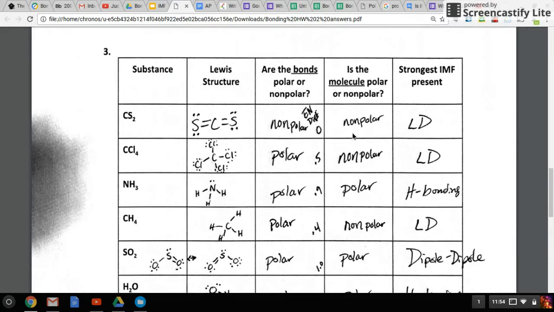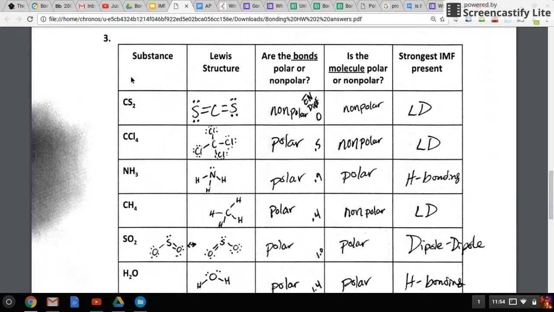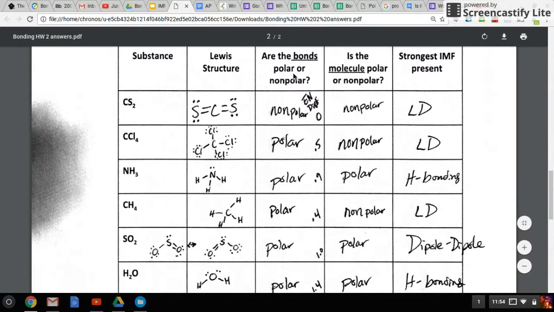Here we have question number 3. So you needed to look at the substance and draw the Lewis structure. You needed to evaluate whether the bonds were polar or nonpolar. And you would have done this by finding the electronegativity difference. You could find the values in the book. Then I wanted you to determine, based on whether it had polar or nonpolar bonds and the Lewis structure, whether the molecule is polar or nonpolar. And from that, you should be able to make your decision on which is the strongest intermolecular force present between the same molecules.